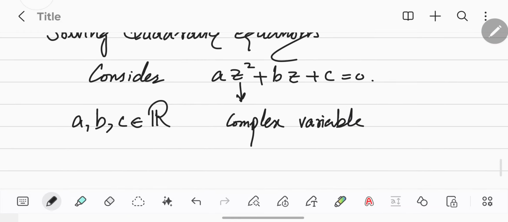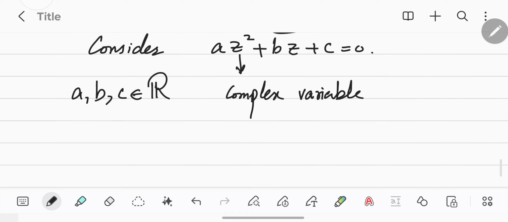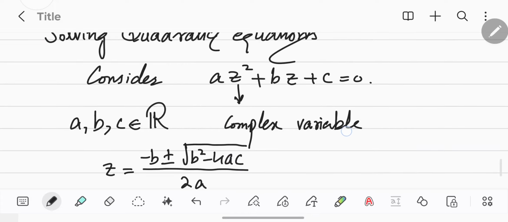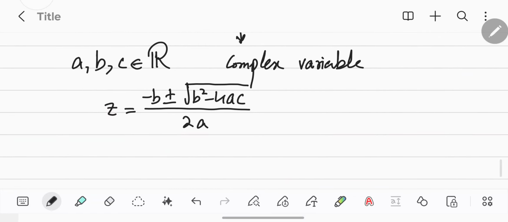Okay, if we are asked to solve this kind of equation, the very basic formula to solve this equation is the quadratic formula. What's the quadratic formula? The quadratic formula says z = (-b ± √(b² - 4ac)) / 2a. So if we use this formula, we can find the roots of the given complex quadratic equation.